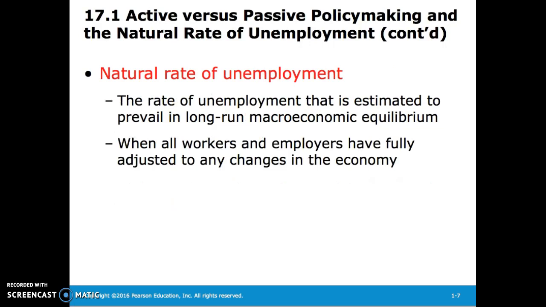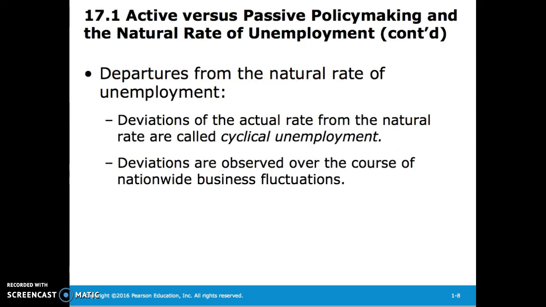The natural rate of unemployment is just the rate of unemployment that we expect in long-run macroeconomic equilibrium, as when all workers and employers have fully adjusted to any changes in the economy. Deviations from this natural rate are called cyclical unemployment. They are observed over the course of a nationwide business fluctuation.